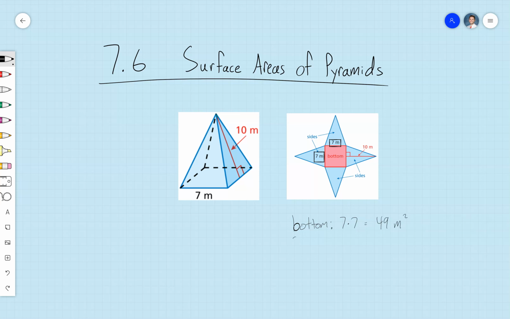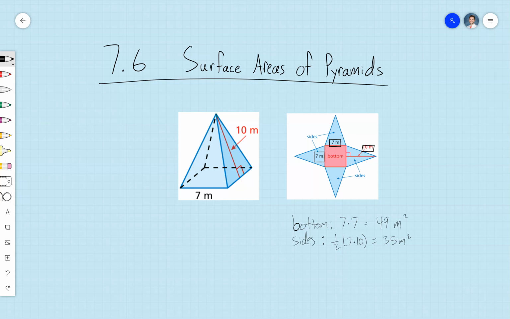And then each of our sides is a triangle. We can see it has a base of 7 and a height of 10. Remember that our area for a triangle is 1/2 of the base times the height. So 7 times 10 is 70, and 1/2 of 70 is 35. So each side would have an area of 35 square meters, and we have 4 total sides.